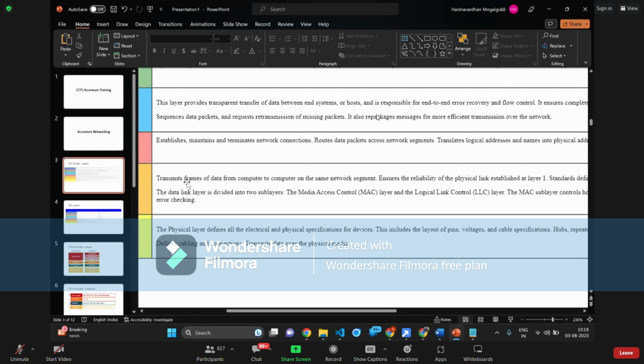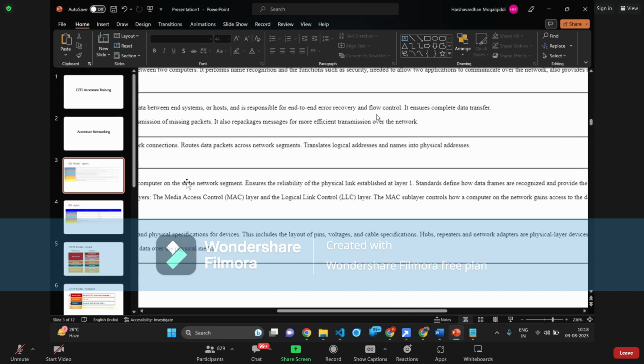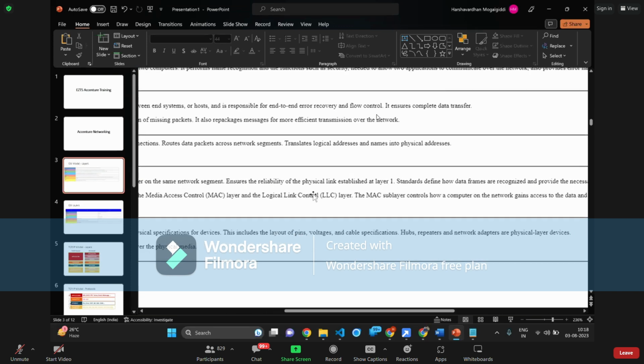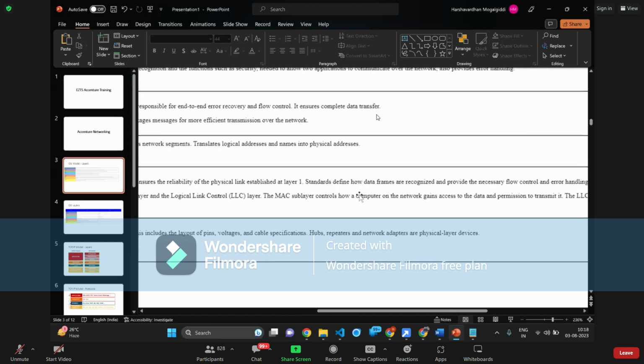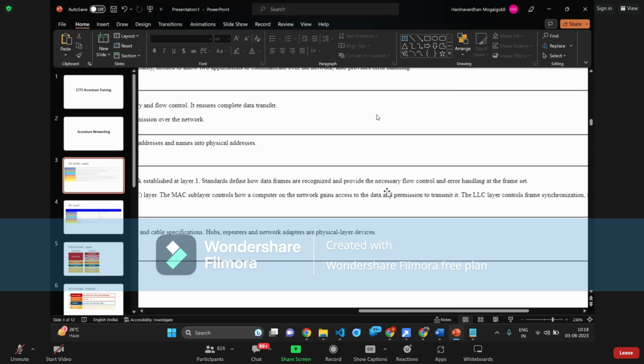You can call it as a packaging also, right? So whatever data is there, it packages in form of a frame. So Amazon, you select something in Amazon, Amazon packs it and sends, same concept here. It packs it and sends you, and it helps us to ensure the reliability of the physical layer. Standards define how data frames are recognized and provide the necessary flow control and error handling.